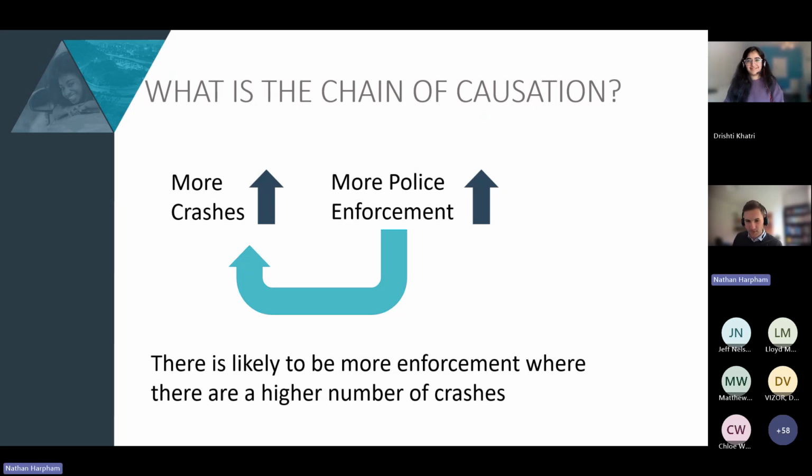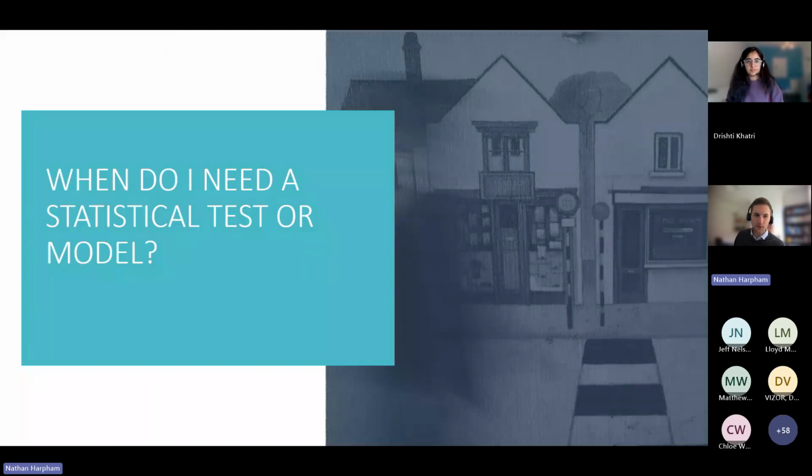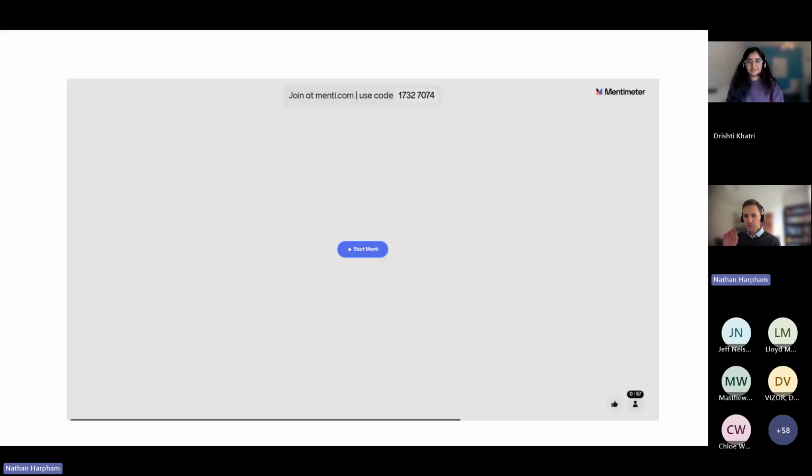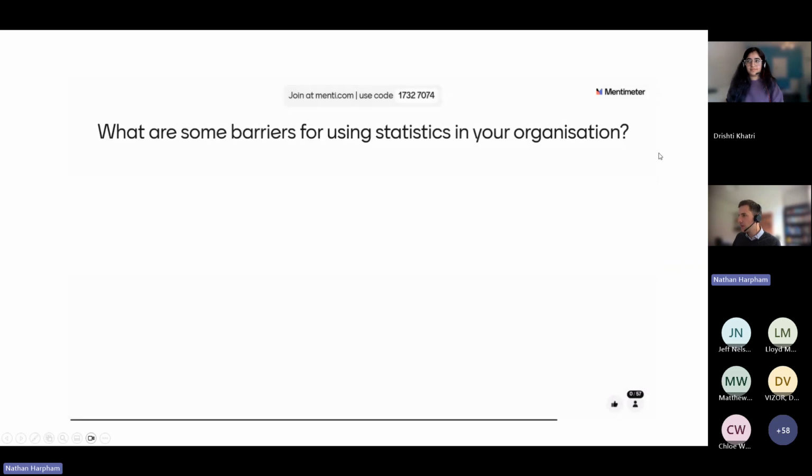Yep, great. Right, I'm looking at time. So I think we're gonna skip through this section and we'll maybe try and cover it at a future webinar. So there's a bit on stats testing and modeling. Right, because I want to get to a couple of Mentimeter questions to finish, and then if we have any time, we can answer one or two questions after that. So, Drishti, over to you.